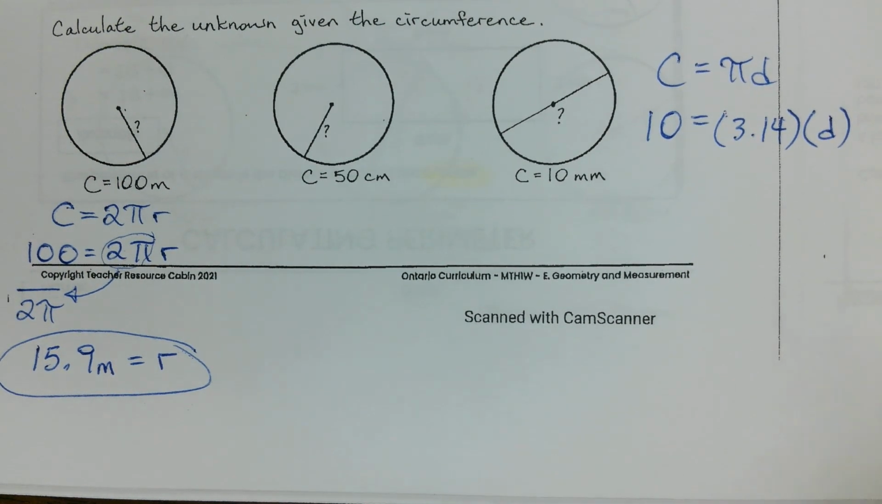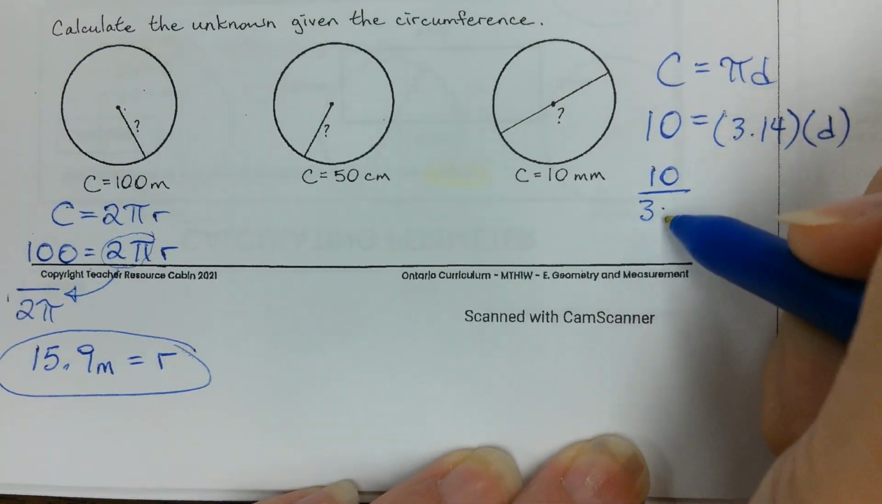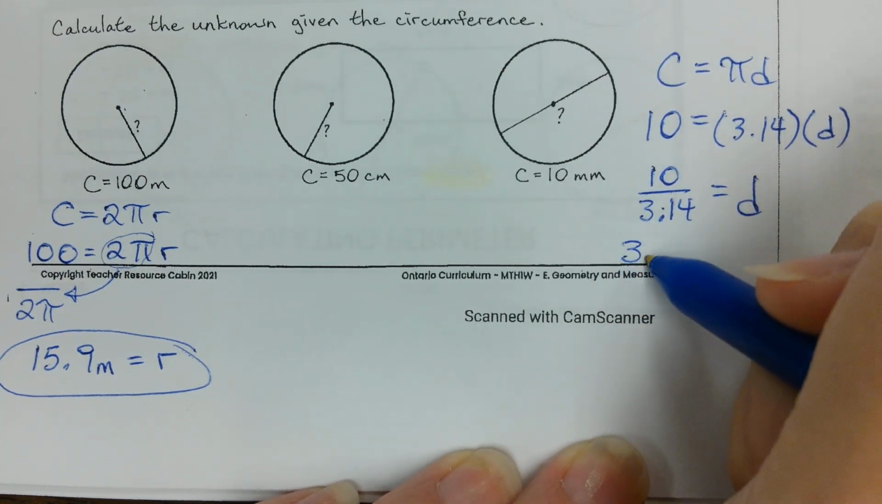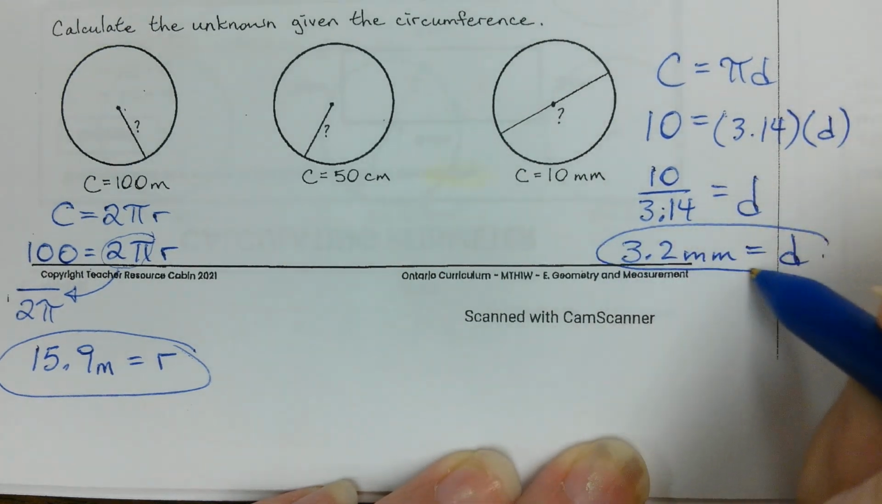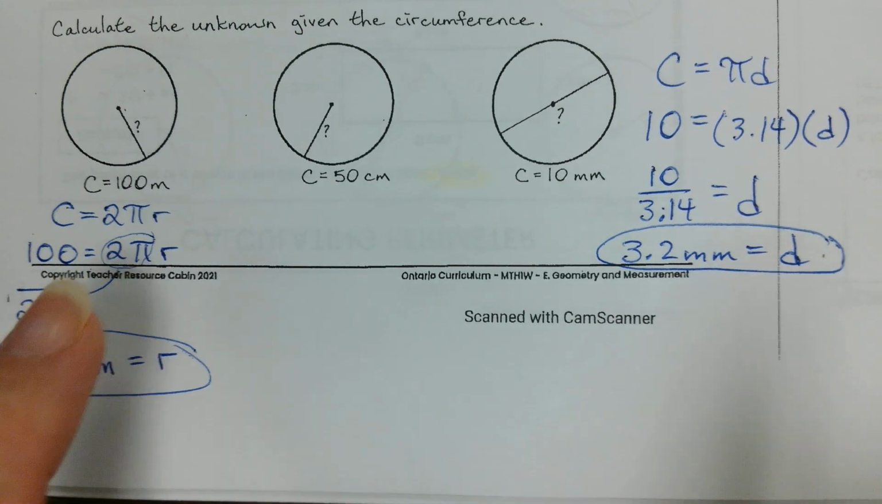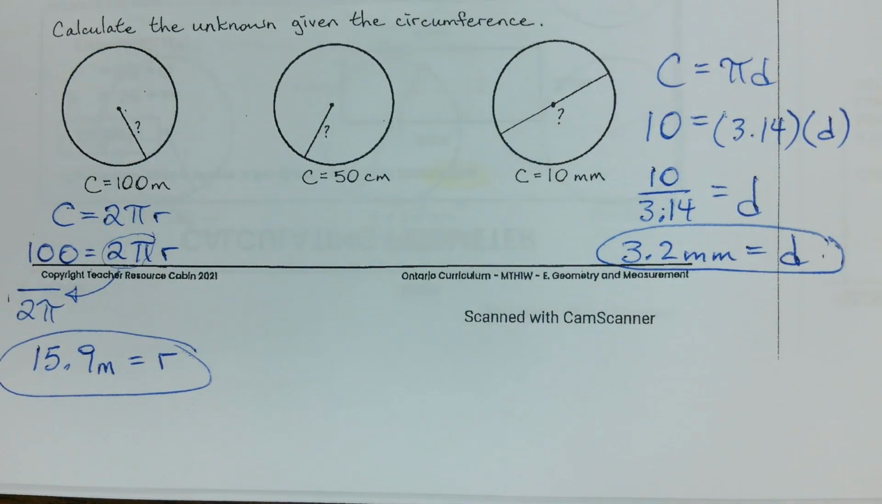3.2 millimeters. Good job. So it's just 10 divided by 3.14, and the answer is 3.2 millimeters. Good job. Okay, so remember there's two formulas. One is 2 pi r, one is pi d. Depending on what you're looking for, that's what you would do.